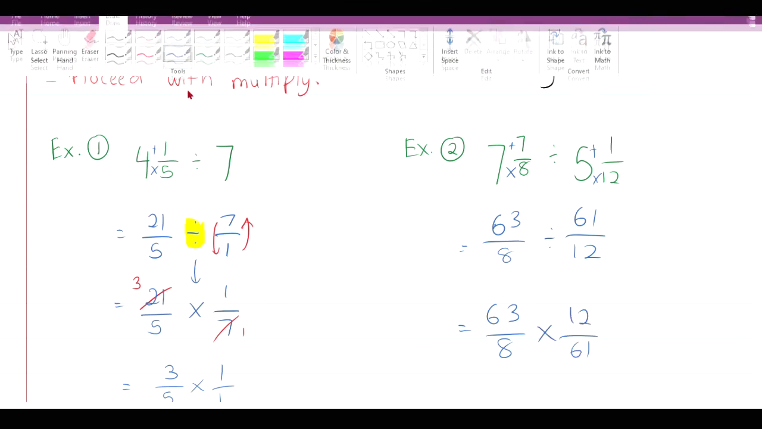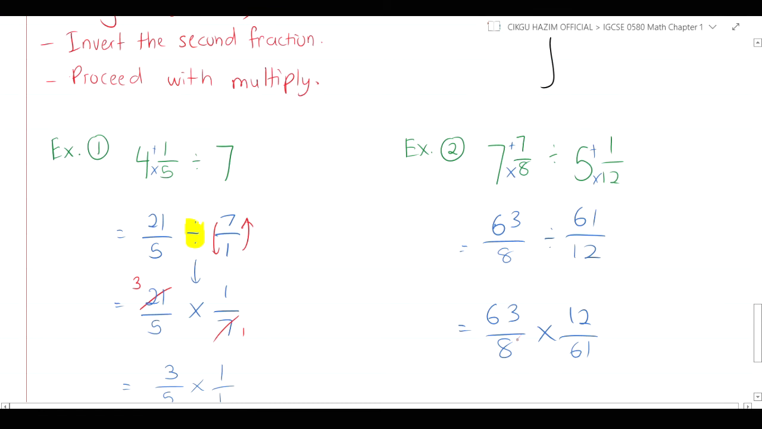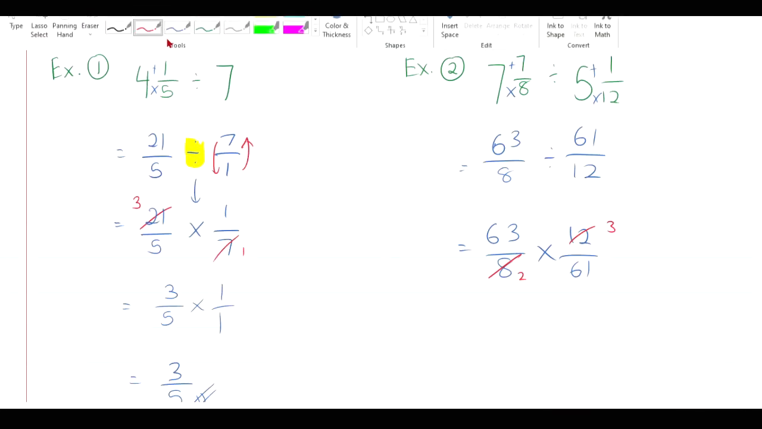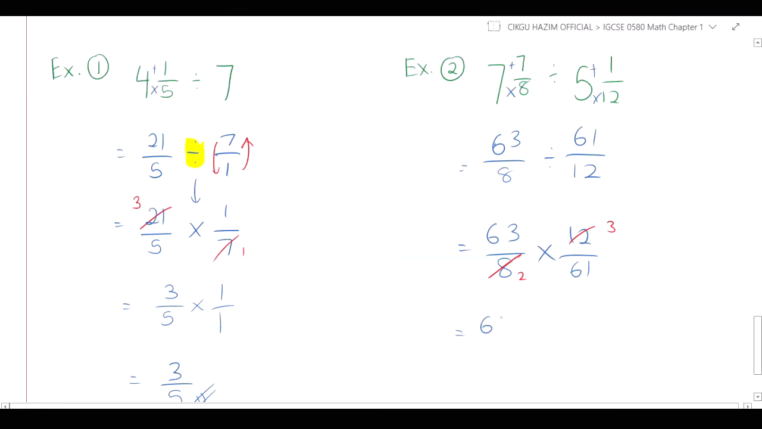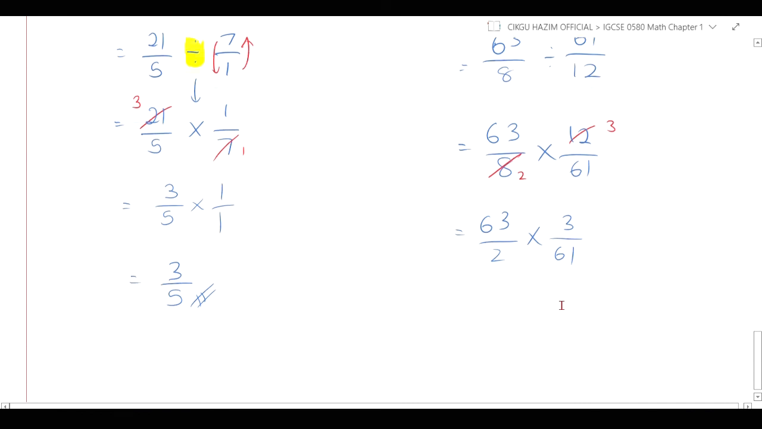Is there anything that we can simplify? Yes, here we can divide by 4. 8 divided by 4 becomes 2, and 12 divided by 4 is 3. And then what we have is 63 over 2 multiplied by 3 over 61. Is there anything that we can simplify left? No more.